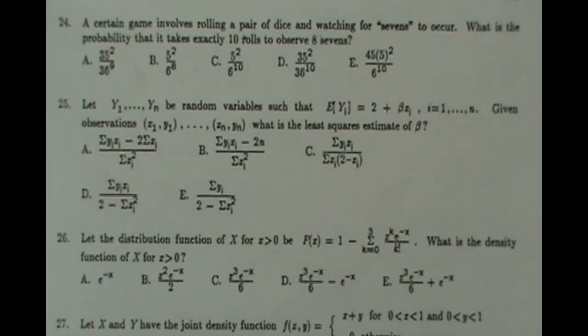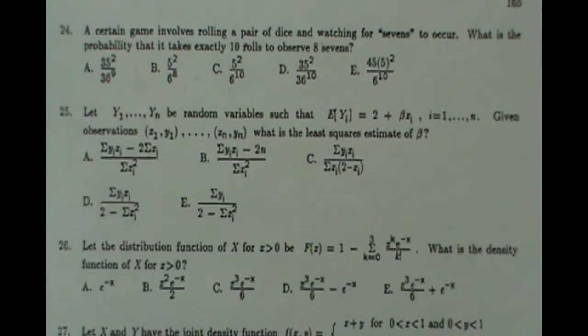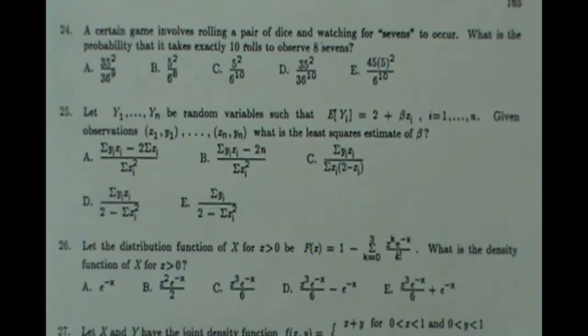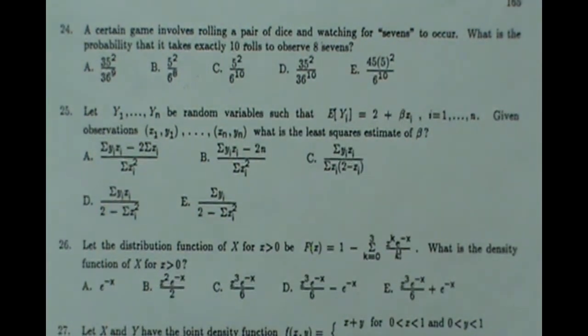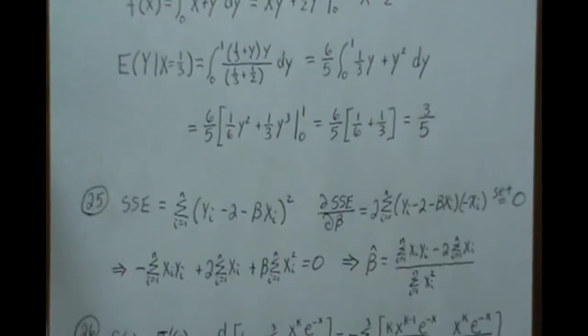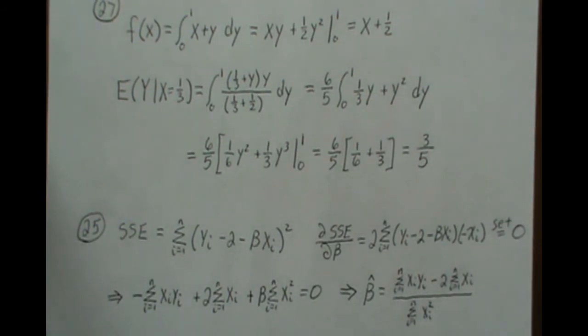Number 25. Let Y1 through Yn be random variables such that the expected value of Yi is equal to 2 plus beta xi, i equal 1 to n. Given the observations x1, y1 through xn, yn, what is the least squares estimate of beta? We want to find the least squares estimate of beta.